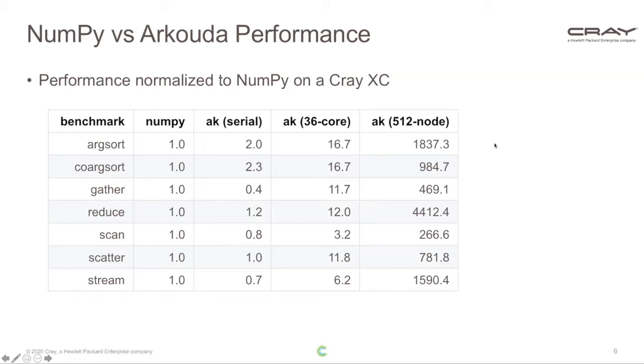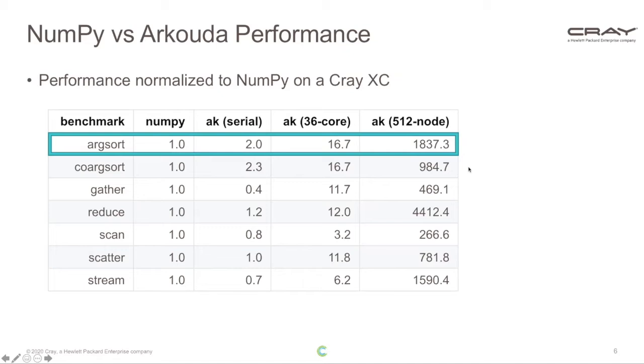So looking at our 512 node XC, that's 18,000 cores. We start to see just some truly massive speedups, almost a 2000x speedup over NumPy for sorting, and orders of magnitude improvements for these other operations.